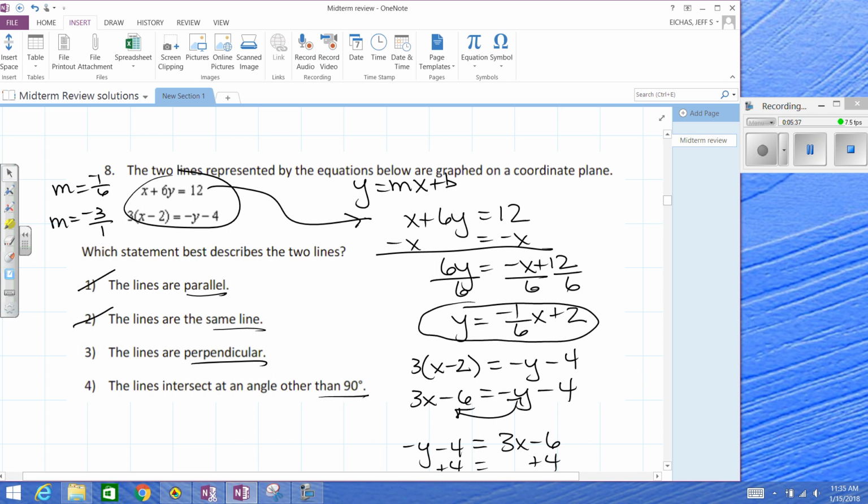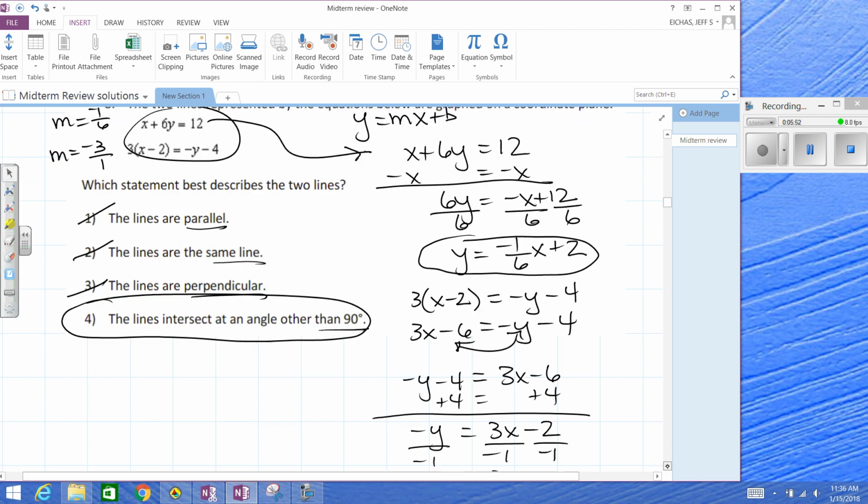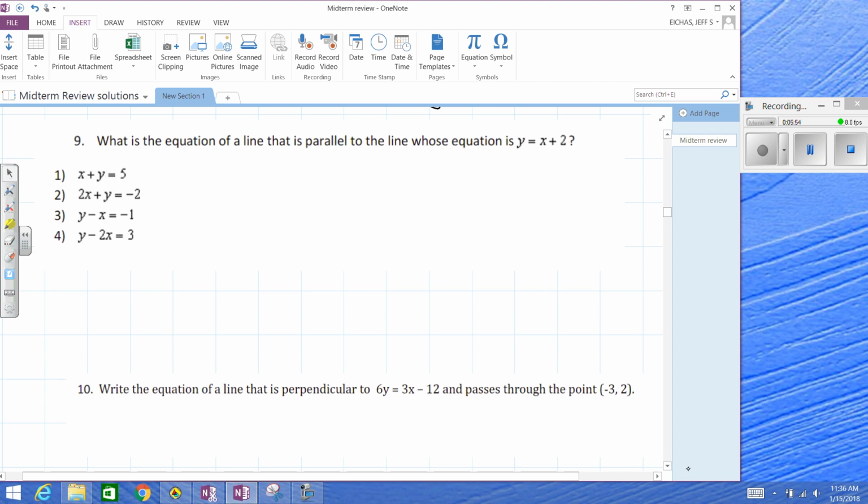You'd need negative reciprocals, and they're not. Intersect at an angle other than 90? Well, that's because they're not the same slope, so they're going to hit, but it's not perpendicular, so no 90. That's the one. Okay? All right, let's see. Yep, more with chapter 2. Okay, so they're really giving us a lot of practice here.